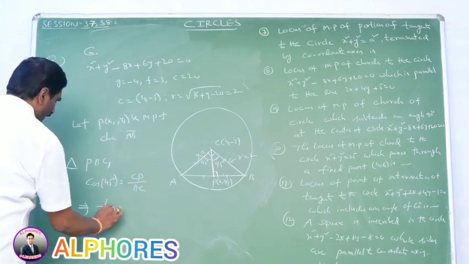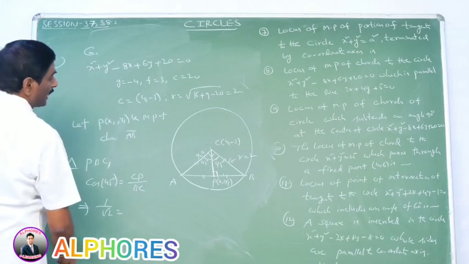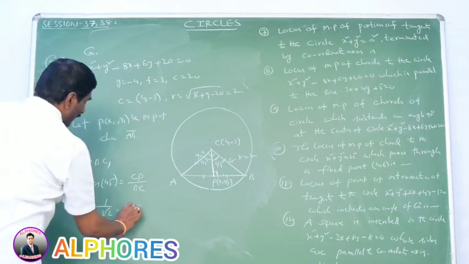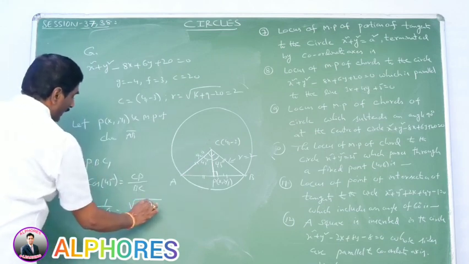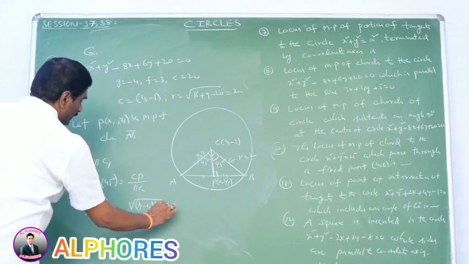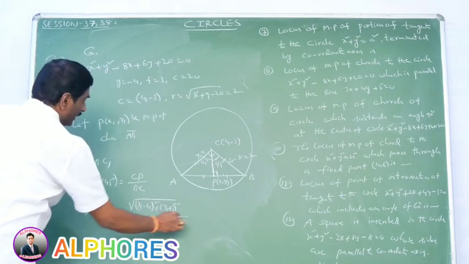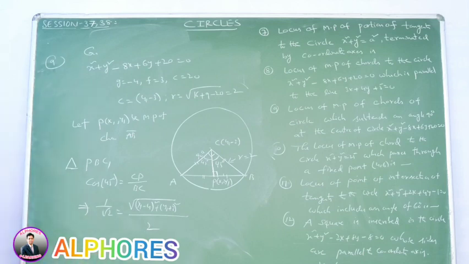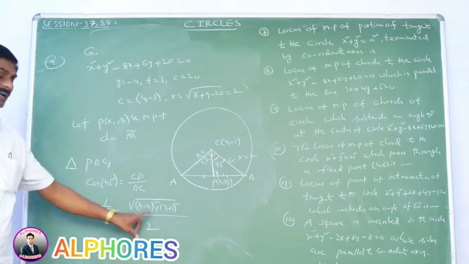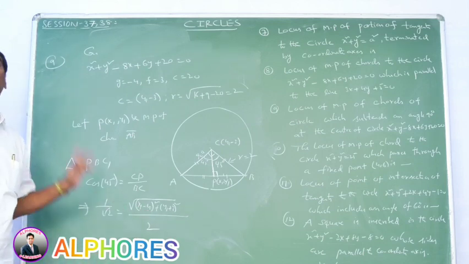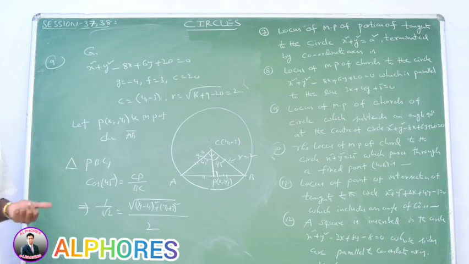Cos 45, means 1 by root 2, is equal to CP, means distance between C and P, root over (x1 minus 4) whole square plus (y1 plus 3) whole square, by BC, which is nothing but radius. Okay, squaring on both sides and cross multiply this value, we get the required locus. Okay, it is the required locus.